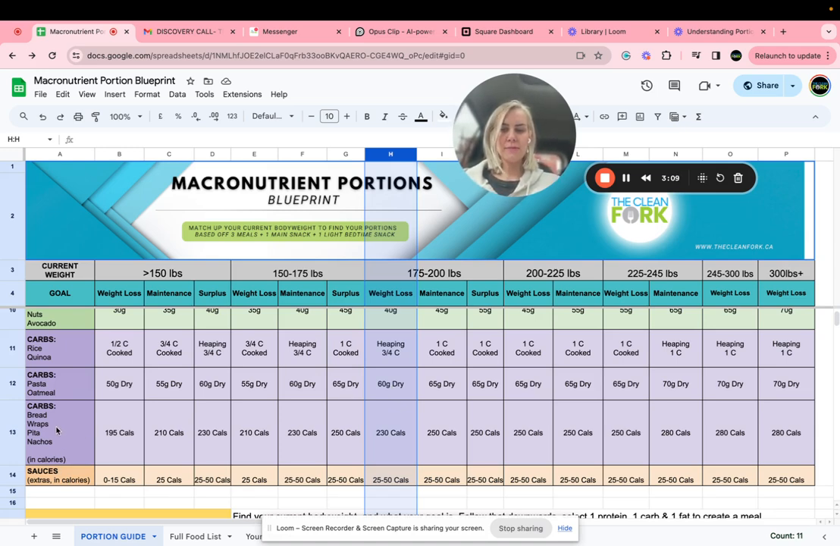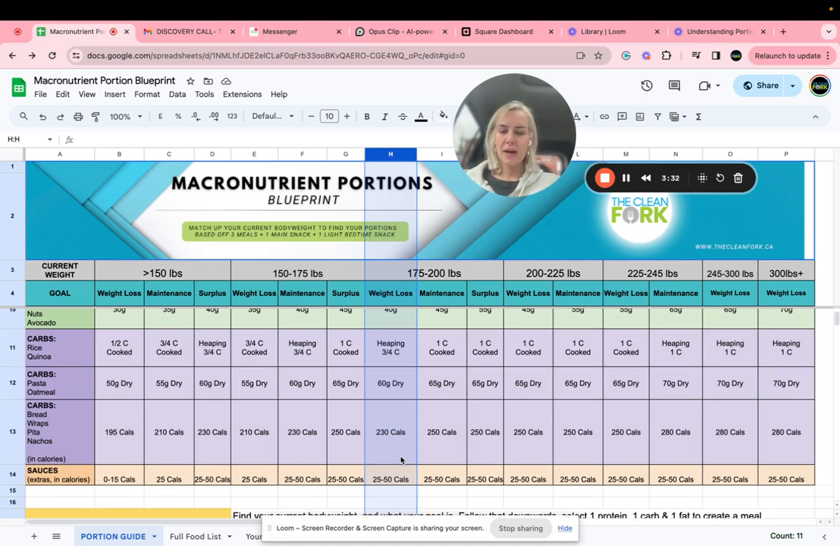When it comes to bread, wraps, pitas, and nachos, I gave you a calorie amount. This is because it's so much easier when you're shopping around for different breads, wraps, tortillas, and nachos. You just know that a serving for a meal is 230 calories from one of these carbs. So you can have whatever you want. It doesn't have to be a certain type or brand.